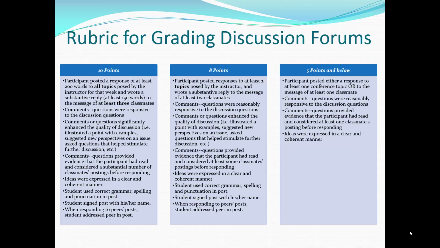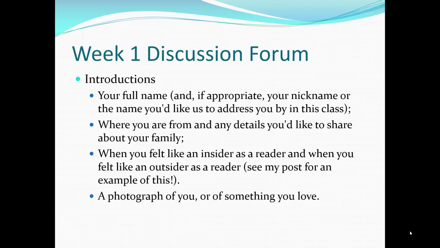If you don't respond to three of your peers' posts, if you don't check your spelling and grammar, if you don't refer back to the questions that were asked of you or the text that we're discussing using quotations from those texts, you will begin to lose points. And the point values, as you can see here, this is how they go down.